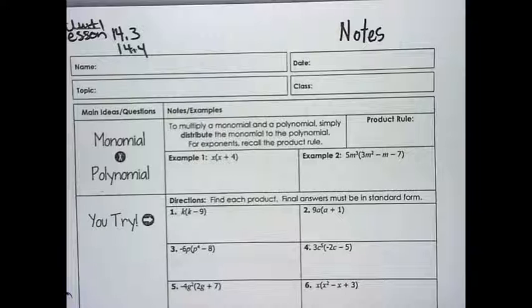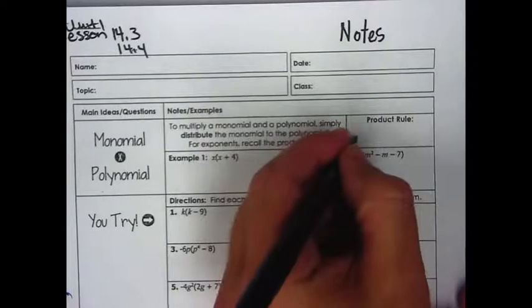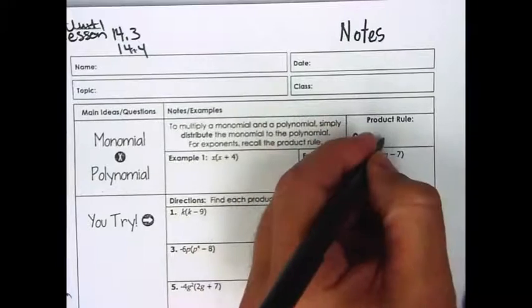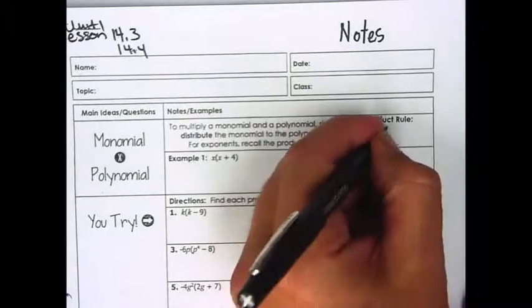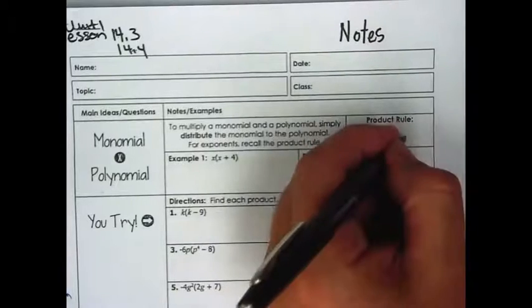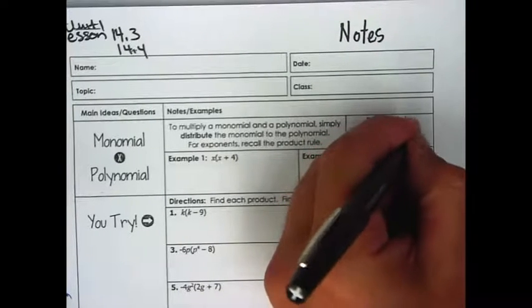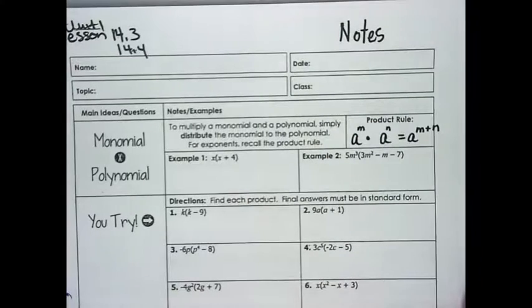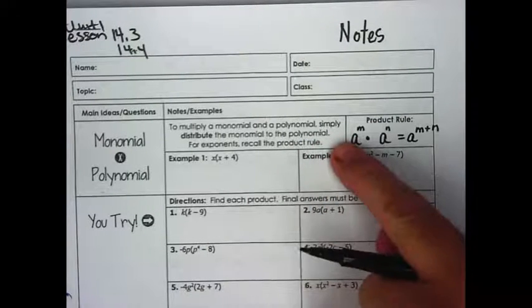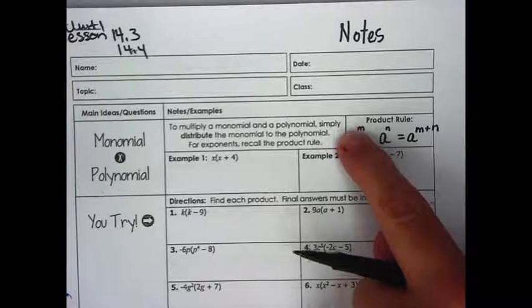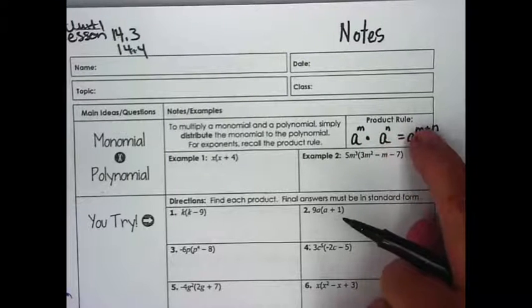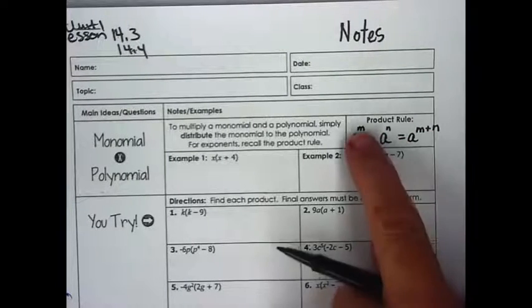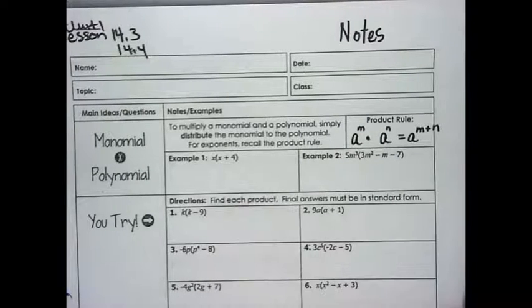The first thing you need to know is the product rule. And the product rule says when you have two things of the same base that you are multiplying together, you are going to add their exponents. Like such. So if I have something to this base that has this exponent and I'm multiplying it times the same base with a different exponent, I simply add their exponents. We're going to use this rule to do this first example.